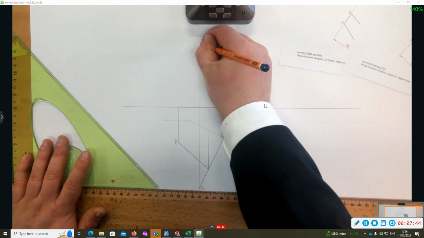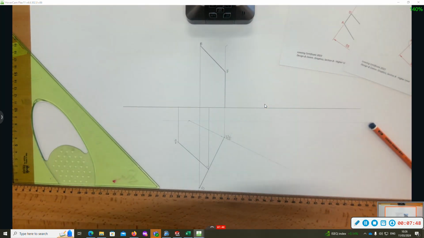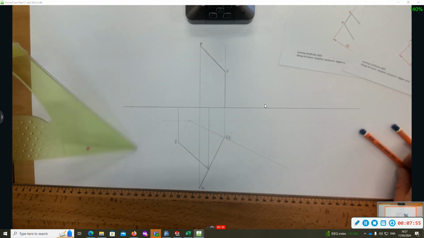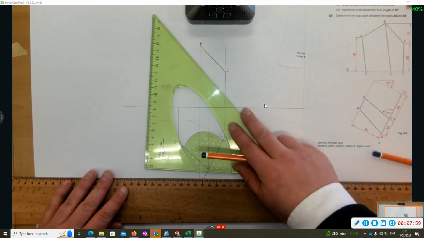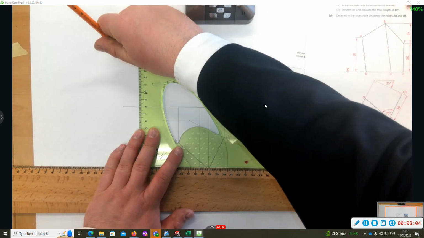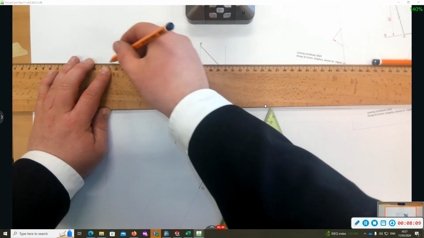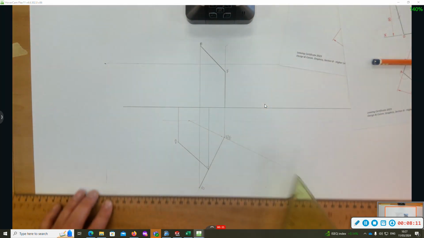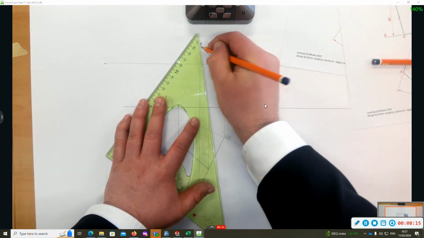There's B, there's F. Now A is at an altitude of 60, okay, from the XY line. So I'm going to mark in a horizontal line 60 mil from the XY line. I'm going to join B to C in elevation.